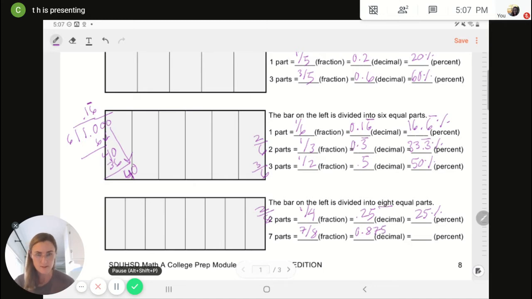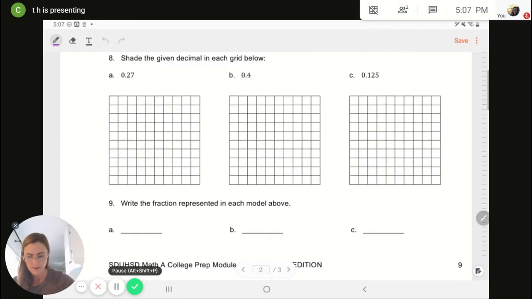0.875 is what this would be as a decimal. And if I move a decimal to a percent, I move it 2 places. So it's 87.5%, which makes sense because 7 of 8 parts is almost the whole candy bar, and 87.5% is almost up to 100%. So we're now going to go to the next page here.